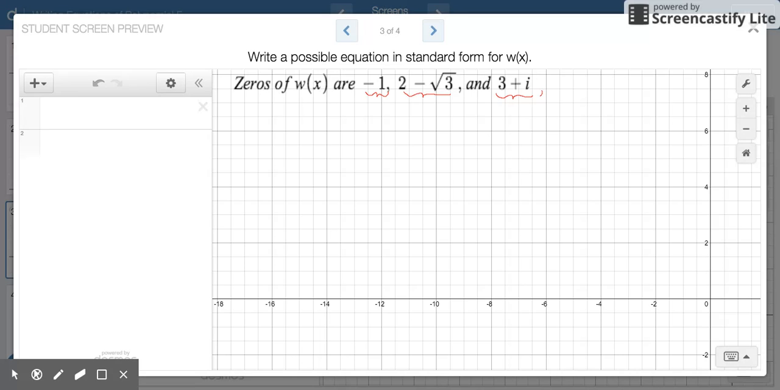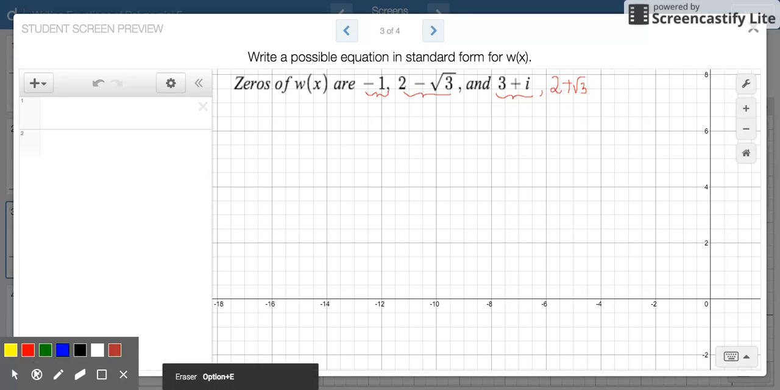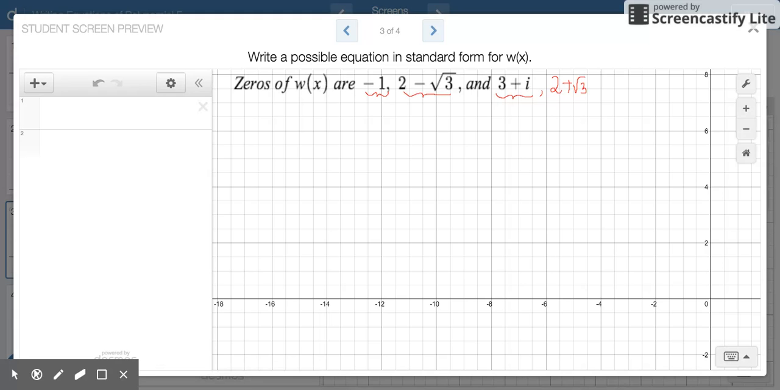Since we know that irrationals come in pairs, the conjugate of 2 minus square root of 3 is also a zero. So we have to list here also 2 plus square root of 3. And since imaginary zeros also come in pairs, the conjugate of 3 plus i, which is 3 minus i, should also be a zero.